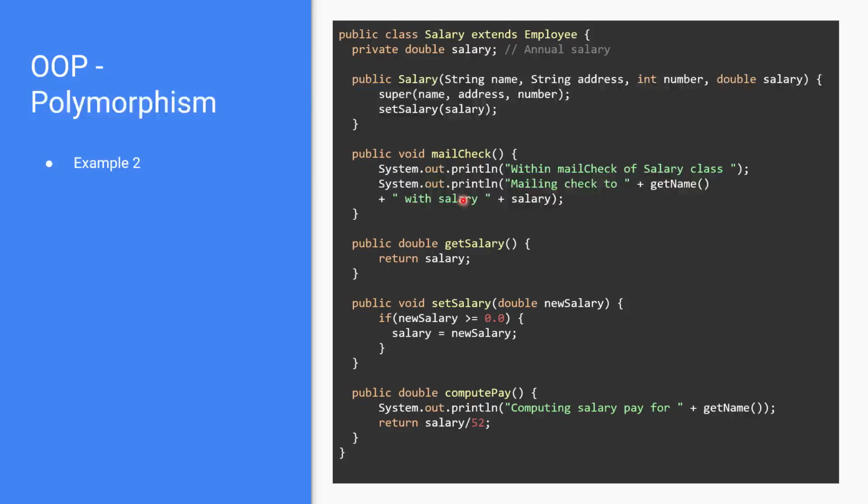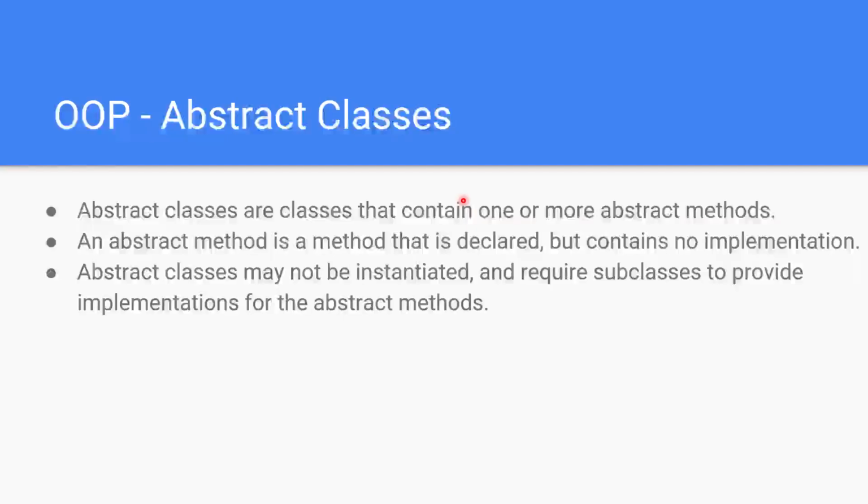Then there are abstract classes, and we discussed abstract classes and looked at them in one of our exercises. Abstract classes are classes that contain abstract methods, and an abstract method is a method that's declared but not implemented, so it doesn't have any curly braces. That's a fancy way of saying there are no curly braces. Abstract classes are not instantiated, but they do require subclasses to provide their implementation.